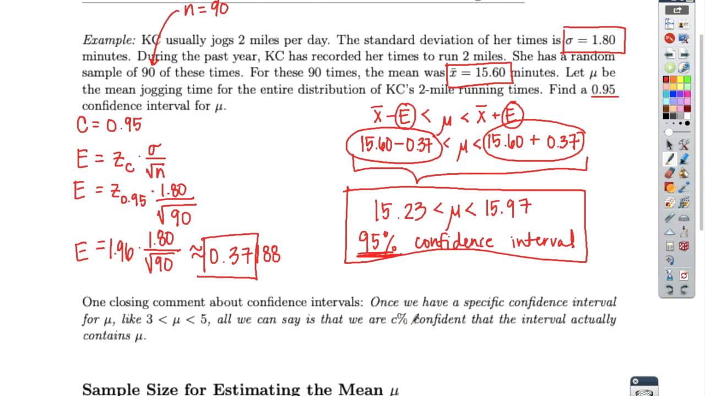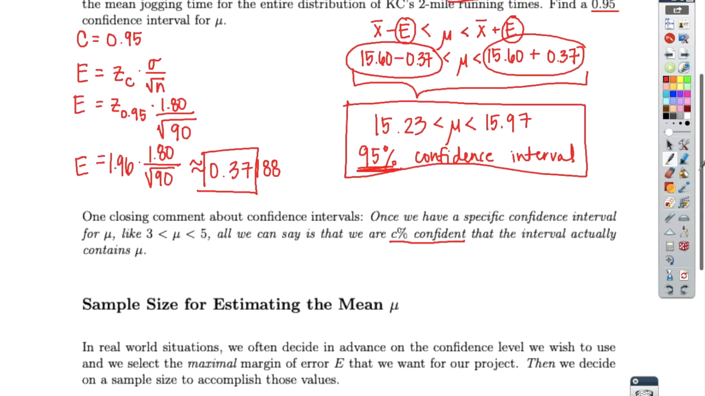All we can say is that we're 95% confident here. All we can say is that we're a certain percent confident that the interval actually contains mu. We can never say for sure that the population mean is between these two numbers. I can say with 95% confidence, but I can never say with 100% certainty.